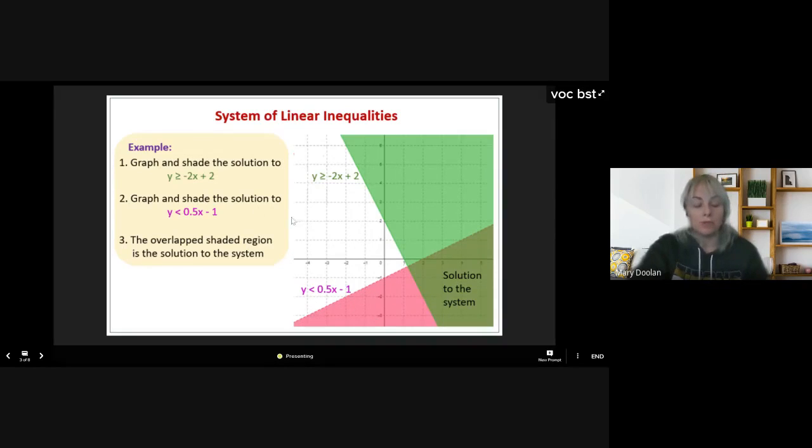Now the third step, after you've graphed both inequalities on the same coordinate plane, is to look for the overlapped shaded region. That's this dark green area, where the two shadings overlap. Any point in this dark green area represents a solution to the system. If a point falls in just the pink area, it's not a solution to the system; it's only a solution to this inequality. Any point you want to call a solution has to satisfy both the pink and the green inequality. That's why we can only choose points where they overlap.